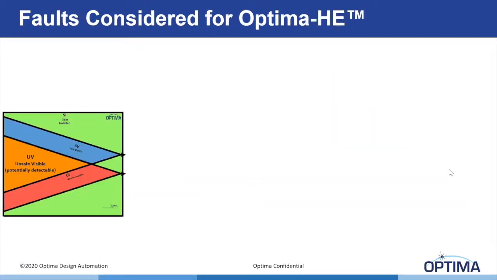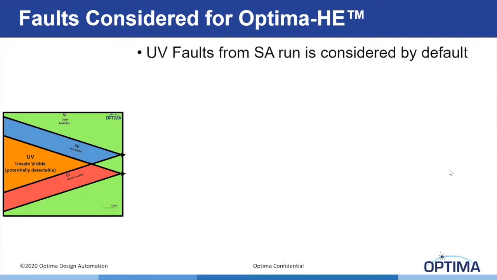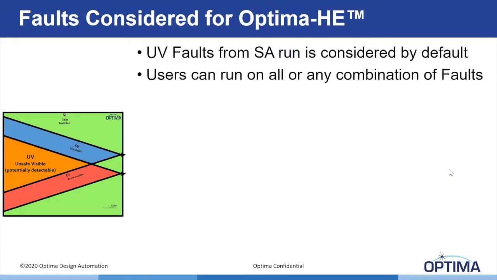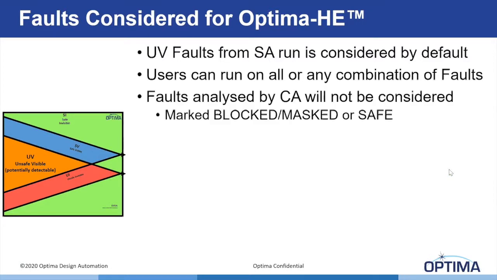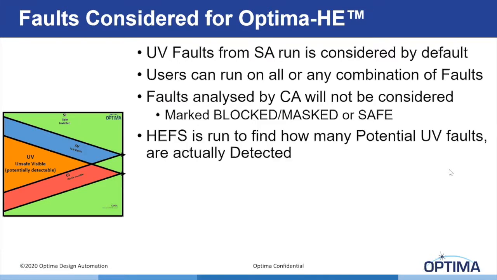So to get away with the problems, Optima HE actually identifies only UV faults. UV faults, as we discussed, the UV area from static analysis. And users also can run all the faults or any combination of faults, and faults analyzed by CA. So Optima HE has an option to run constant analysis, and whatever faults marked by constant analysis as blocked or masked or safe are not considered.